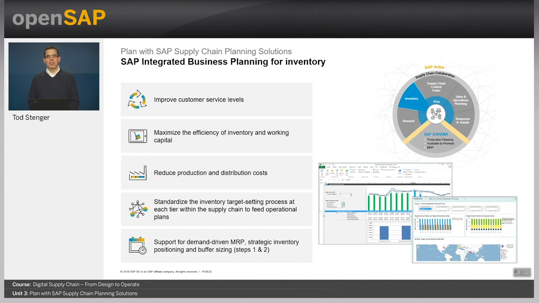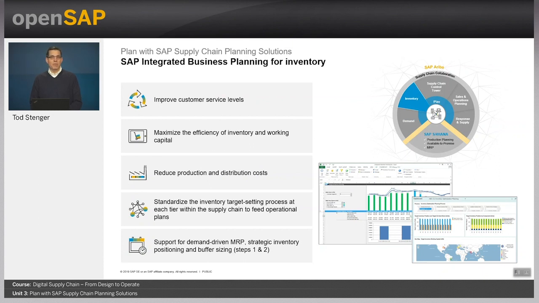Planners can move from inventory target setting to analysis around the drivers of inventory to feeding the operational plans all in one system. This ultimately helps to reduce not only inventory carrying, but also production and distribution costs. Additionally, inventory optimization can be included in strategic what-if analysis to evaluate what target inventory levels would be under various revenue and service assumptions.